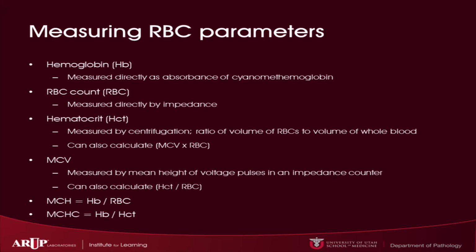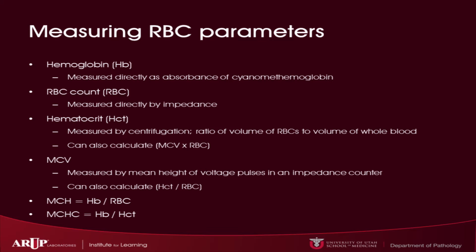Again, elaborating a little bit more on the red blood cell parameters, how these are measured. Hemoglobin is measured directly as the absorbance of cyanomethemoglobin. Most of these parameters, hemoglobin and RBC count, are measured directly by the instruments, and flow cytometry is one of the common methods to get these parameters. Red blood cell count is measured directly by impedance.